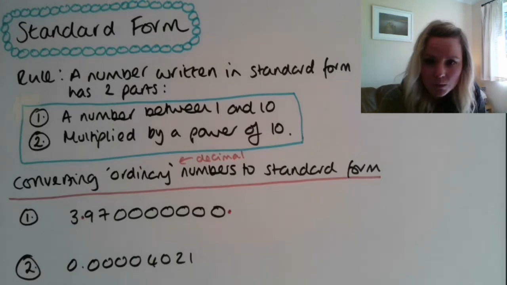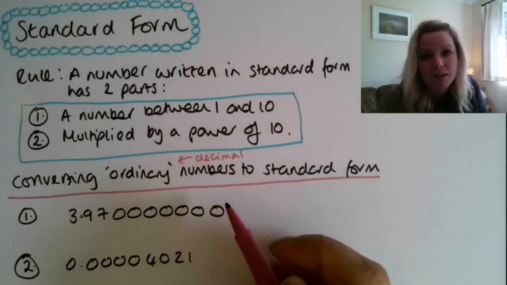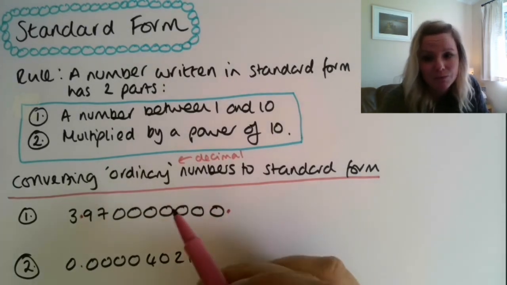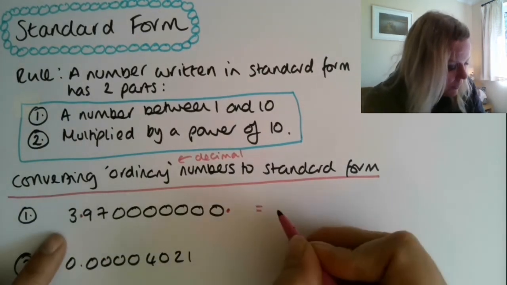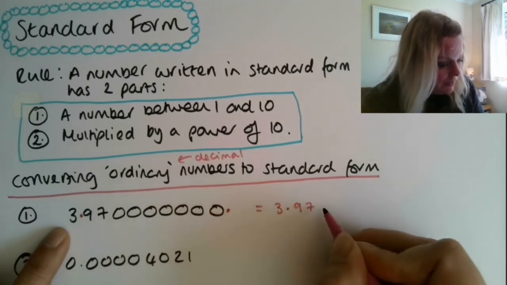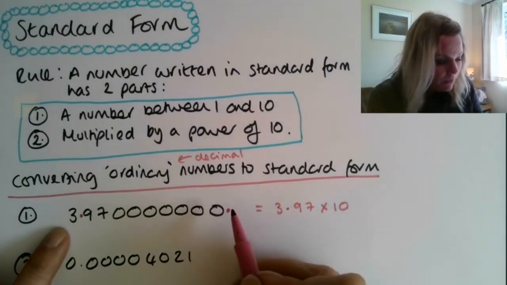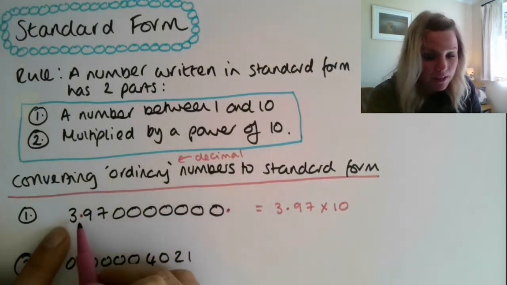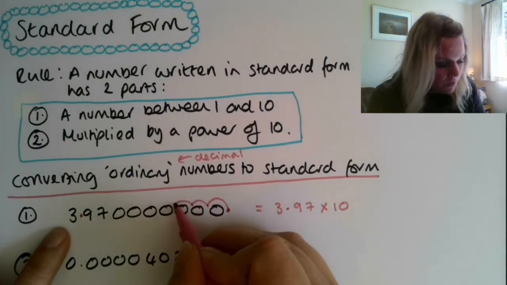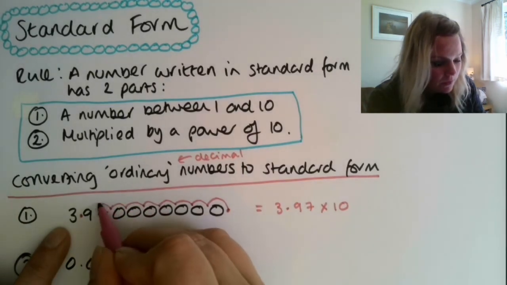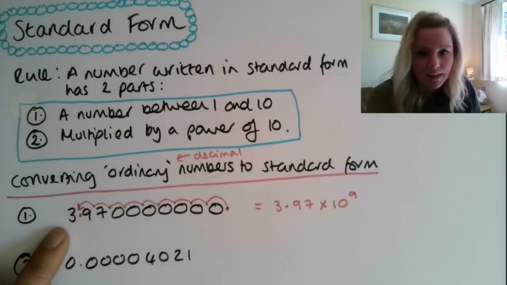Okay, so once I've figured that out, then I look to see how many places my decimal point would have to move in order for it to be here? And that's the power that goes on the 10. So this one is going to be 3.97 times 10 to the power of something, and we figure that out by seeing how many places this decimal point has moved to get from here to here. So it started here, then it went 1, 2, 3, 4, 5, 6, 7, 8, 9 places. So 3.97 times 10 to the 9. Okay.